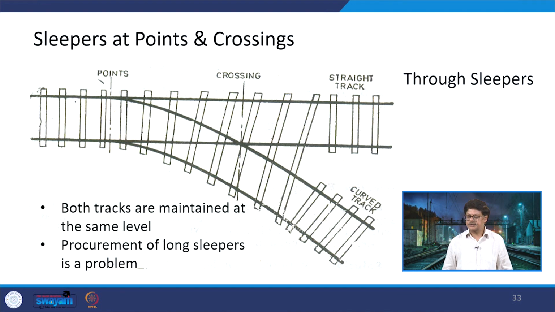The other method is through sleepers, meaning at this location we use sleepers which are longer in length, and as soon as you are away, we can again start using smaller ones. The only issue is that you now need to manufacture the long sleepers, carry them to the site and put them in location. So, that is a bit cumbersome. Otherwise, with through sleepers there will not be a problem of ballast packing and such things. Another advantage is that both the tracks are maintained at the same level.